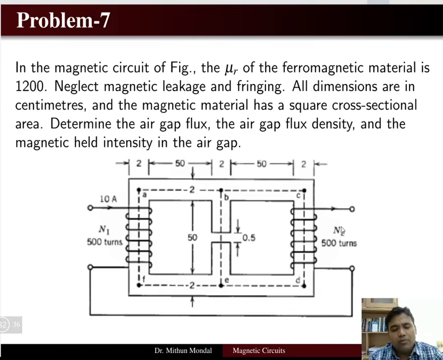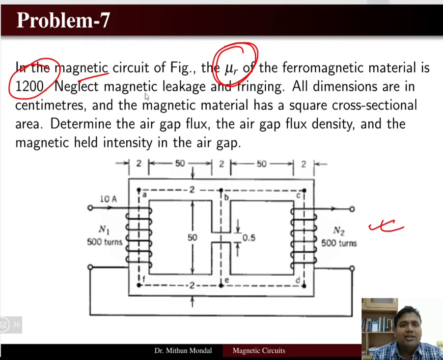So the last problem of tutorial 2 of the magnetic circuit we'll discuss. Here again a geometry of a magnetic circuit is given, and mu r in this case is given to be 1200. That is the relative permeability of the core material. You are neglecting the leakage and fringing. All dimensions are in centimeters, and the magnetic material has a square cross sectional area that you can see.